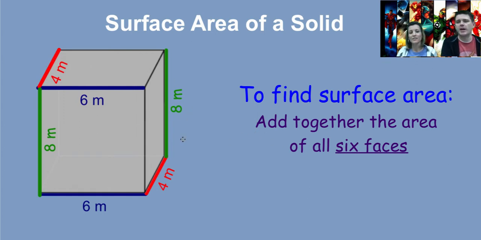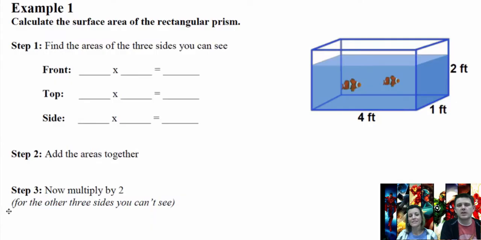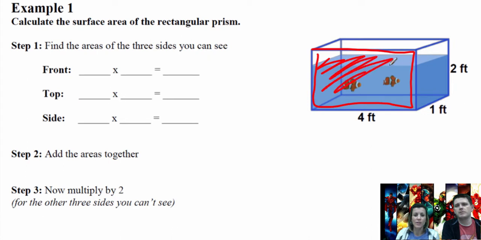So this is just reminding us to find the surface area, add together the area of all 6 of our faces. So let's try our first one. Fish tank. Our front is a 4 by 2, 4 across the bottom by 2 going height. So 4 by 2 is equal to 8 feet squared.